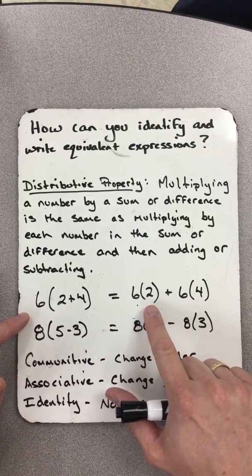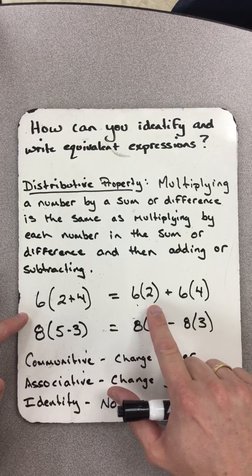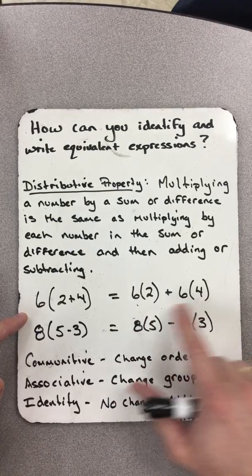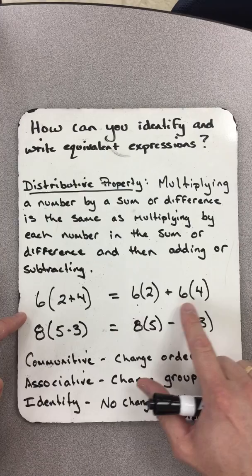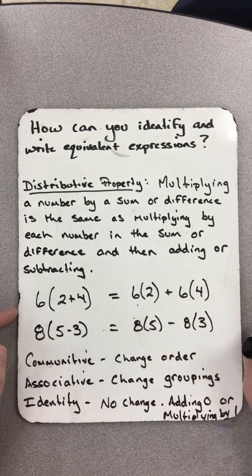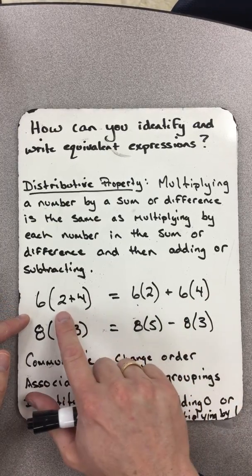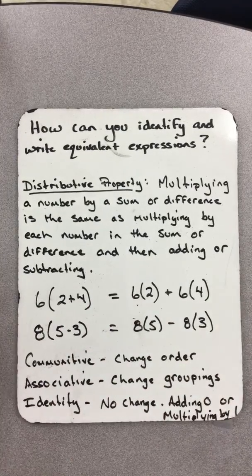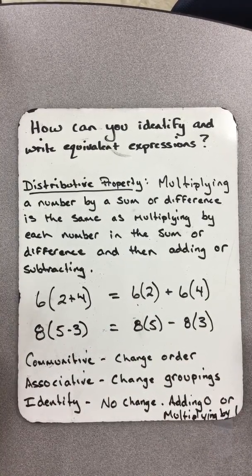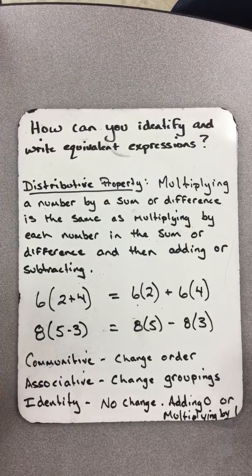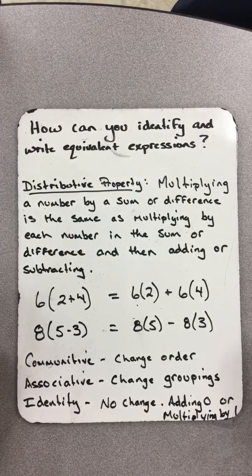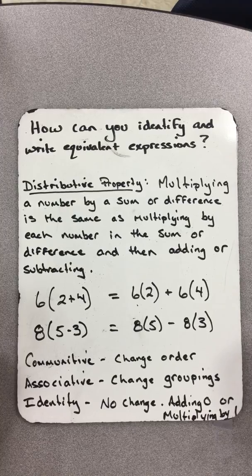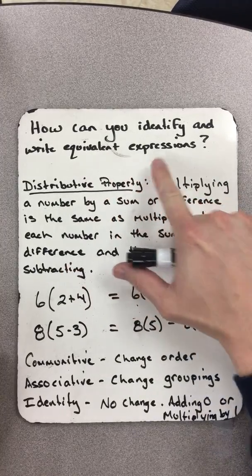Same thing when we distribute the 6 to each individual number here. 6 times 2 is 12, 6 times 4 is 24, add them together. Even if we used order of operations, 2 plus 4 is 6, and then 6 times 6 is 36. So we're going to get the same answer each way. The only thing we're looking at here with the distributive property is just another way that we can rewrite the expression. It's a way of writing what we call an equivalent expression.